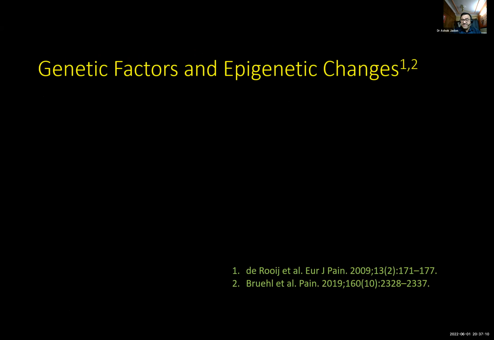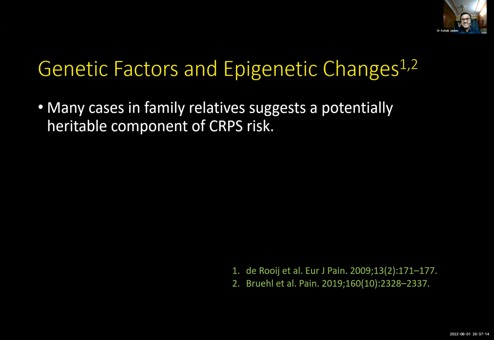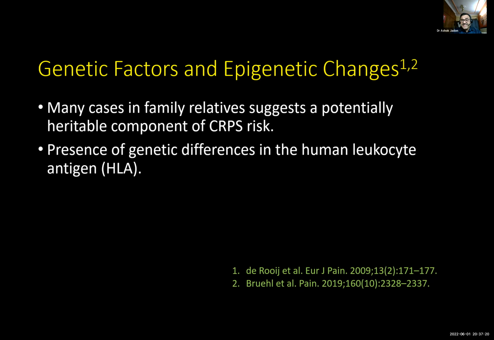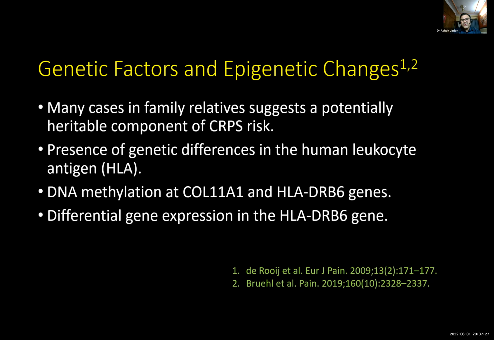There are certain genetic factors and epigenetic changes also being observed in CRPS patients. Like it is noticed, CRPS occurs in families. And what is the reason? They found that the human leukocyte antigen was abnormal in those particular patients. And also a few other genes are also being designated as causes of CRPS.